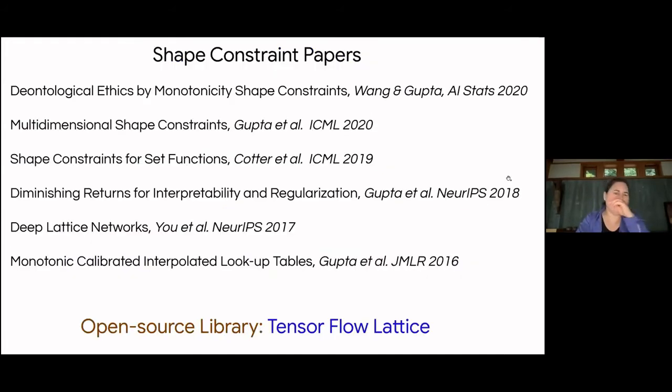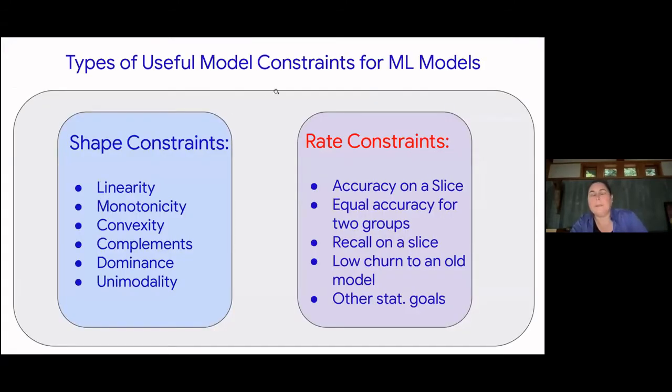Okay, a bunch of papers here. This JMLR paper from 2016 gets into the basics of these interpolated lookup tables. And another useful one is on multidimensional shape constraints, and also one for set functions is pretty interesting. Okay, so that was shape constraints. And now we're going to talk about this whole other set of constraints that we found, again, very useful for product teams and what they actually want to do with machine learning, that I'll call rate constraints.